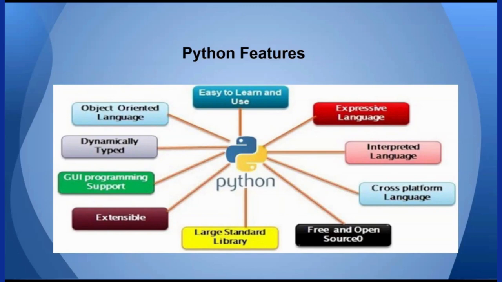Then it is an expressive language. I will give an example of this in a later slide, but for now, expressive language means it can do more work in fewer lines of code. So you have to write fewer lines of code, and that code will do more work. Interpreted language, because it uses an interpreter as a translator.